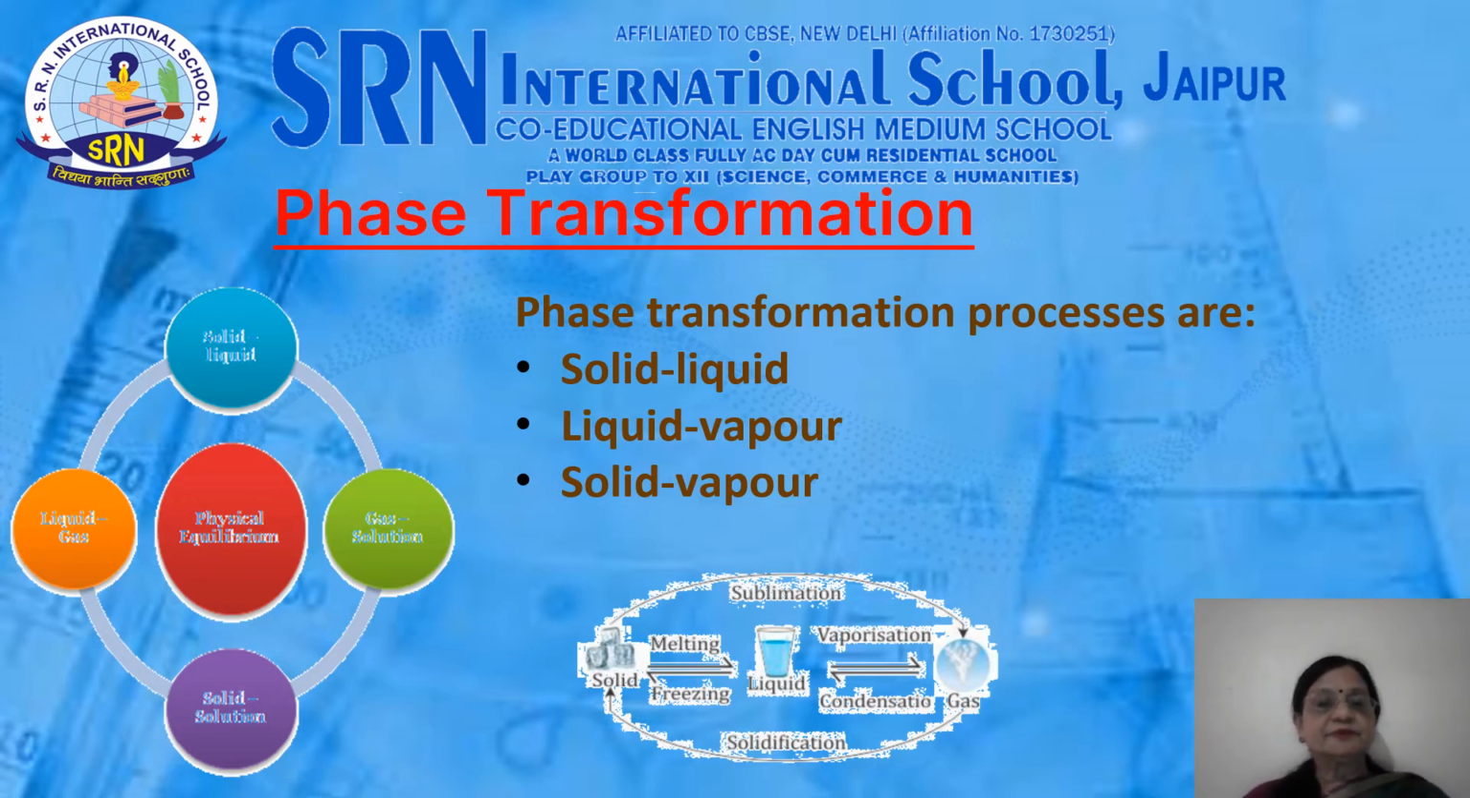Second is liquid-vapor equilibrium, where in the forward direction, the process vaporization occurs, and in the backward direction, condensation occurs. And the third, that is solid-vapor equilibrium, the forward process that takes place is sublimation, and in the backward direction, the solidification occurs and an equilibrium is established.